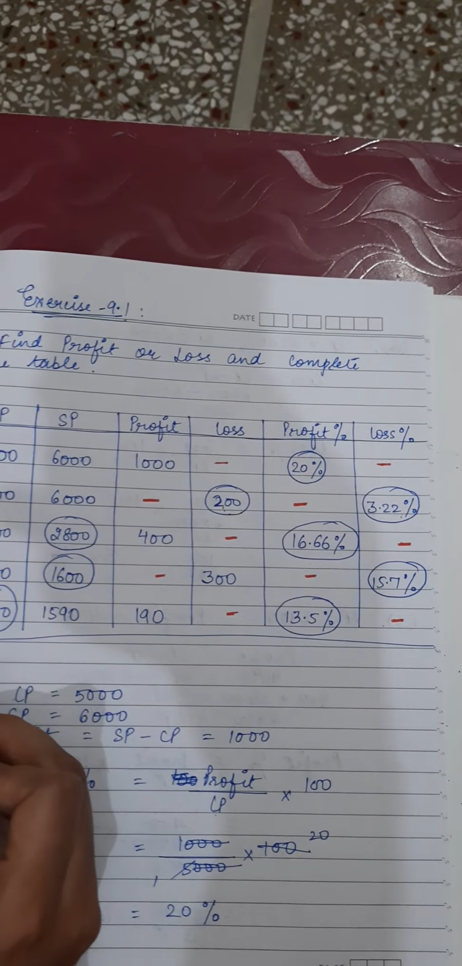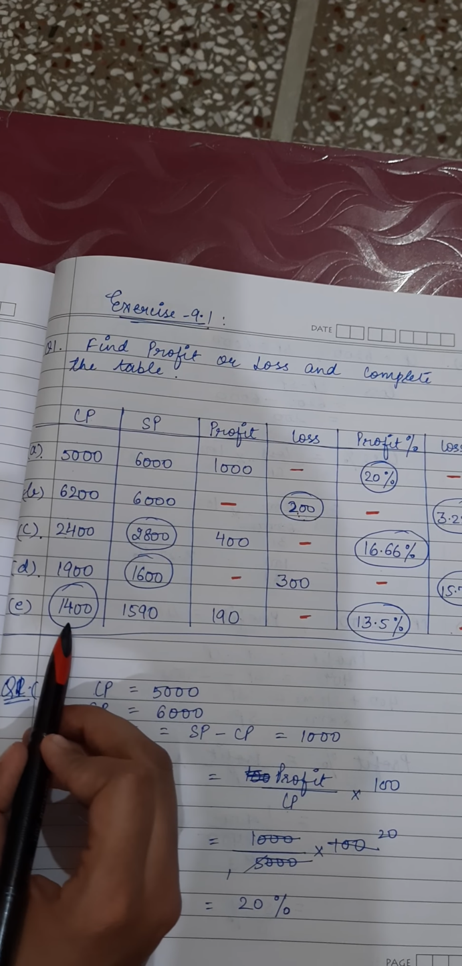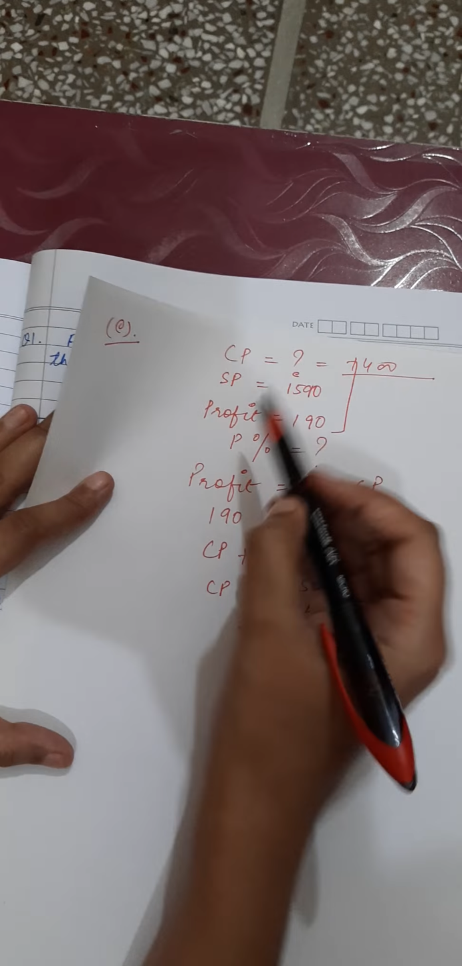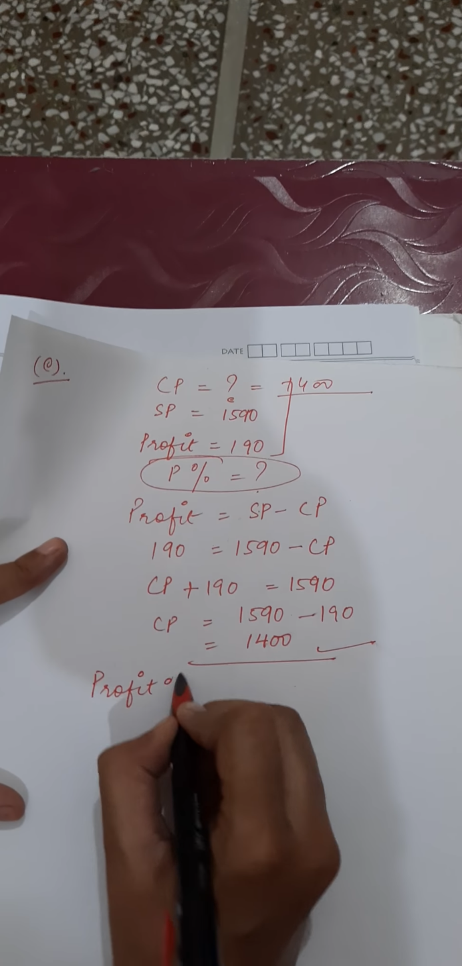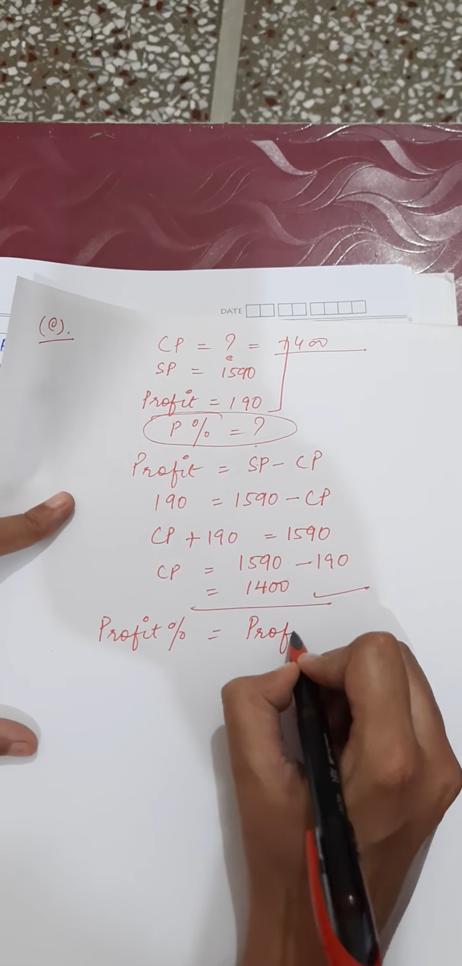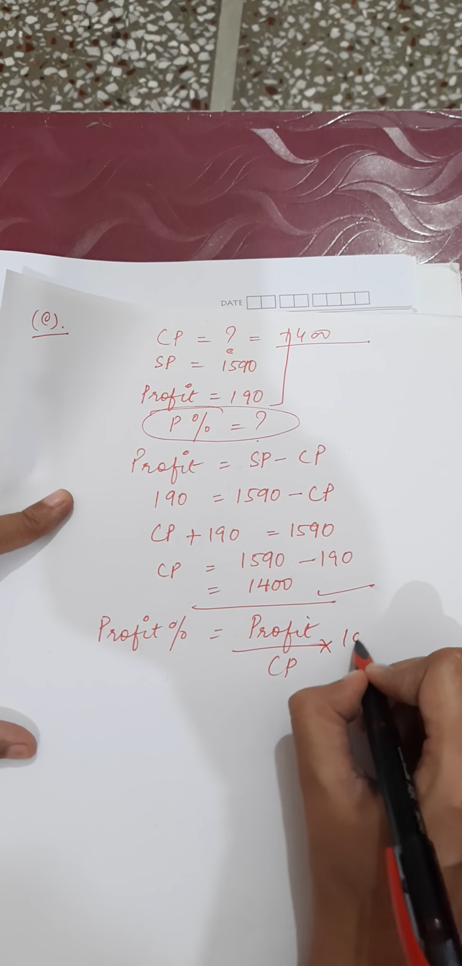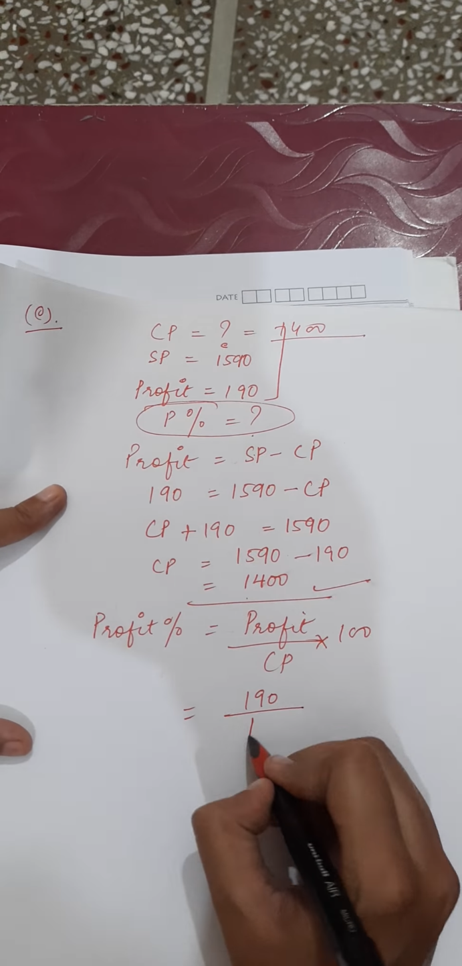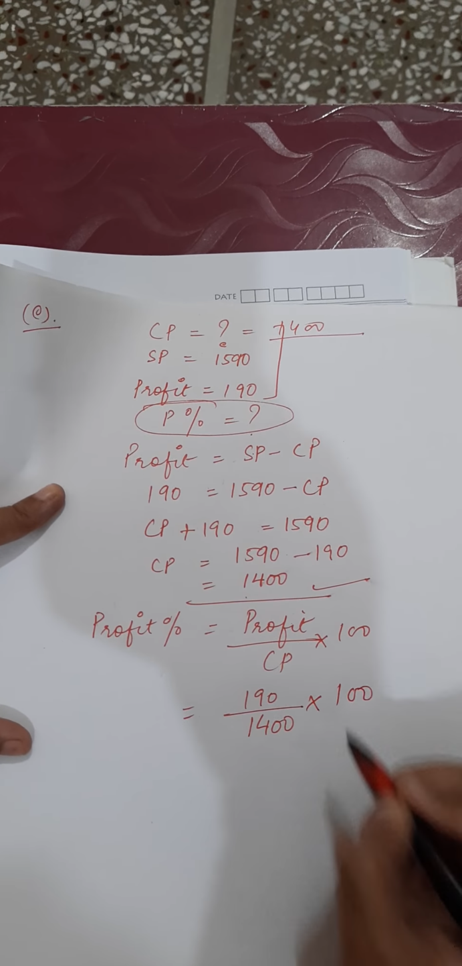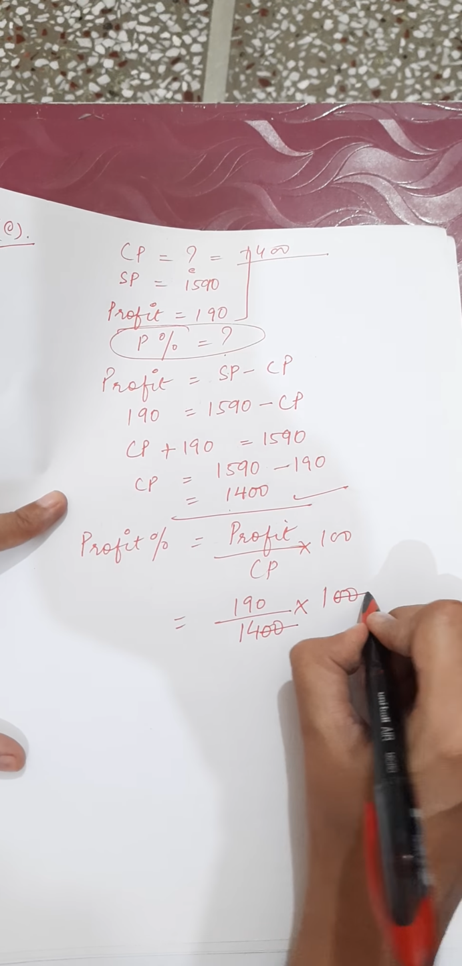Fill it in this blank. It is going to be 1400. And now the next, we have to find the profit percent. For profit percent, the formula is profit upon CP into 100. What is profit? 190 upon CP 1400 into 100. 0 is cancelled with 0.